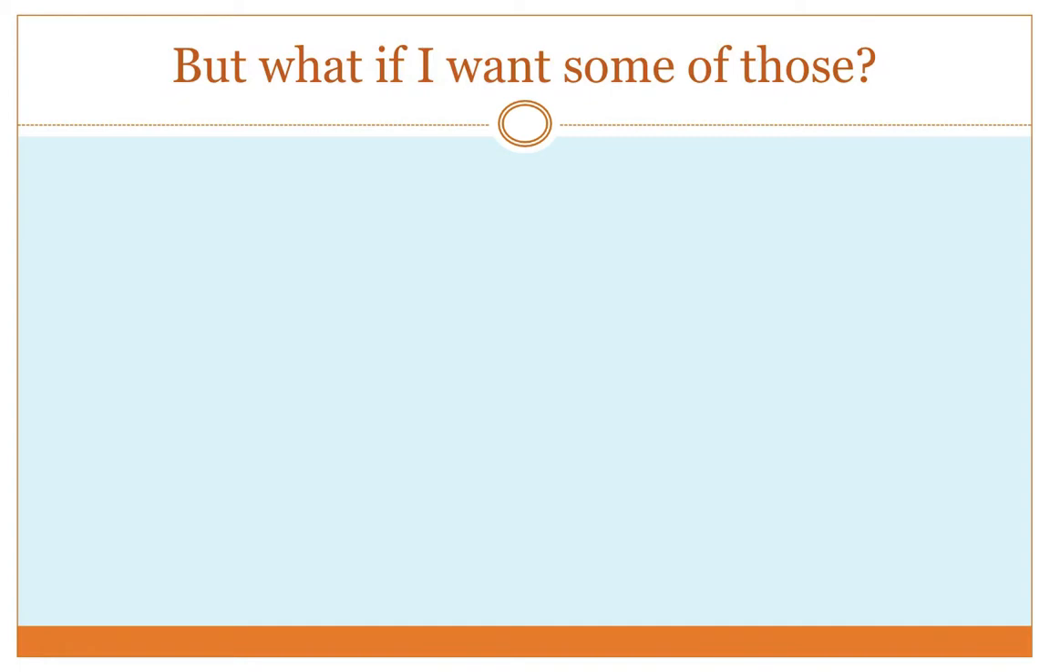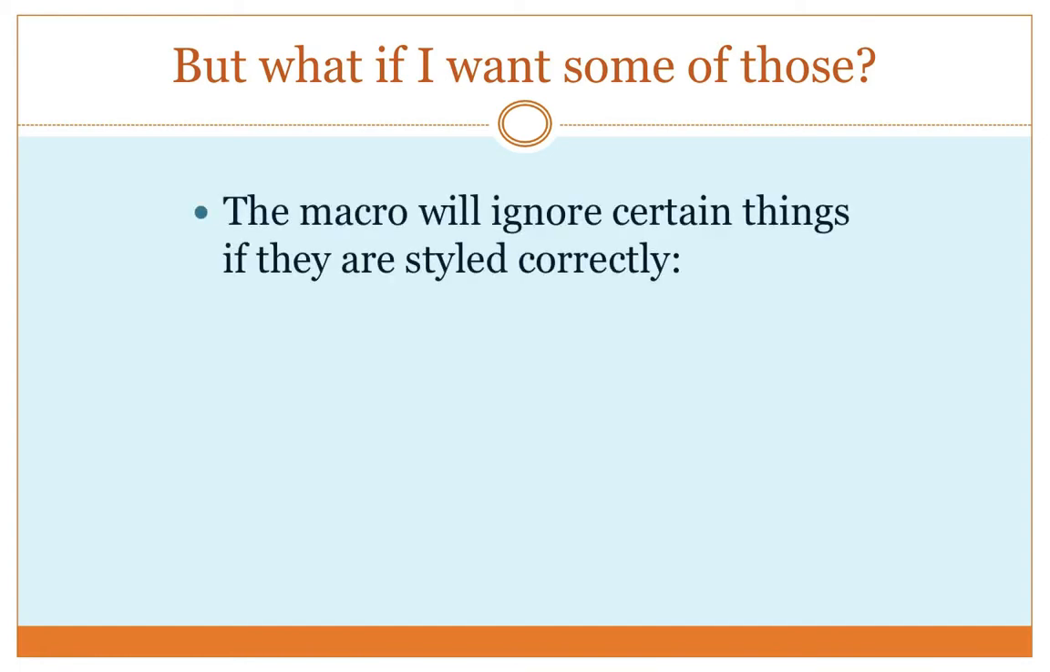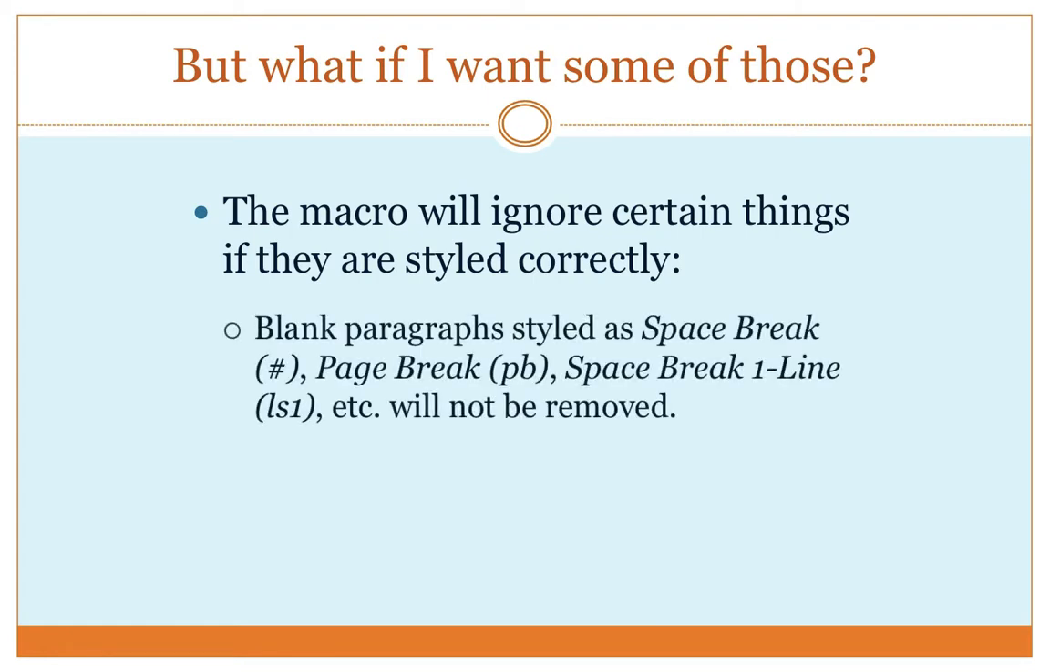But wait, aren't there situations when you might need some of these characters? For example, an intentional blank line space in a manuscript to indicate a scene break, or multiple spaces between the numbers in the impression line? Well, of course. But we've set the macro to ignore certain things that would otherwise change as long as they are styled correctly. So, for example, a blank line styled as a section break or a page break styled as a page break will not be removed.